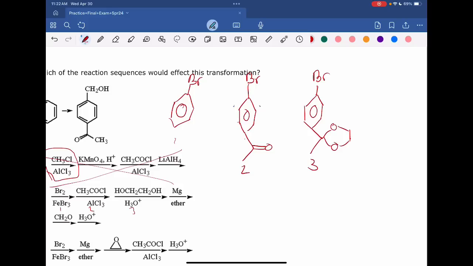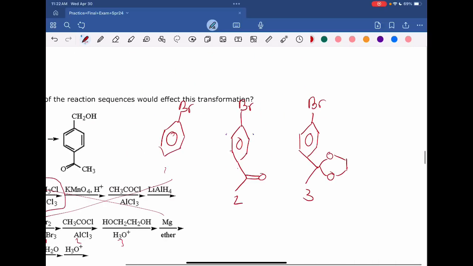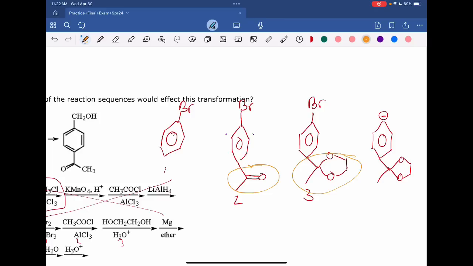And then in step 4, you're making a Grignard reagent. You have a bromine on your ring and react it with Mg. So all that's going to happen is that you basically get a negative charge on this part of the ring, which, if you didn't do the protection of the ketone, this negative charge would have messed up the ketone. So that's why you protect it. So this is all making sense. I really think this is the right answer.